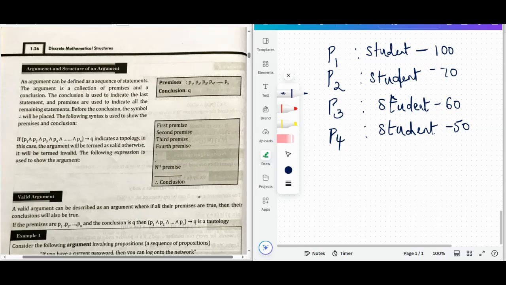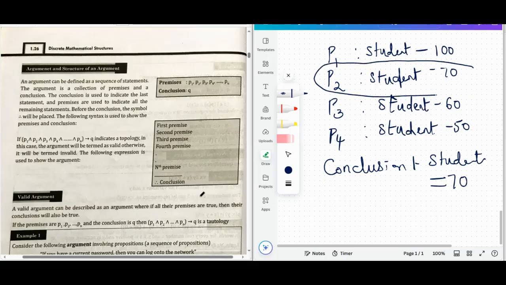we will be taking the conclusion. If I want the conclusion of students who score more than 70 or equal to 70, how many are there? We have only one student. So the conclusion Q will be students scoring 70, which is only 1. So here we have n number of premises, but the conclusion will be only 1.